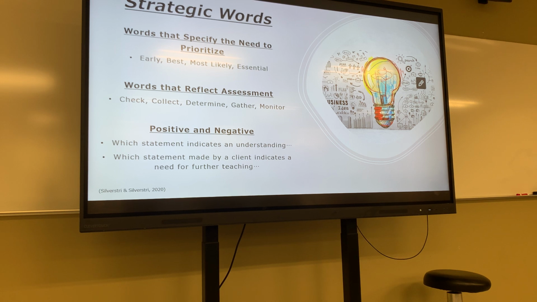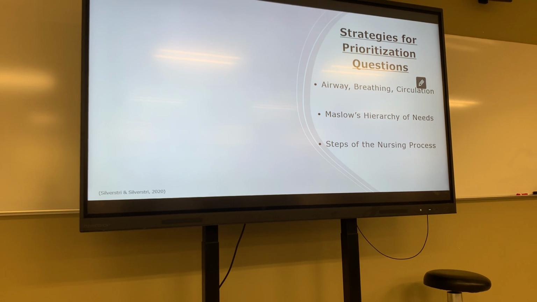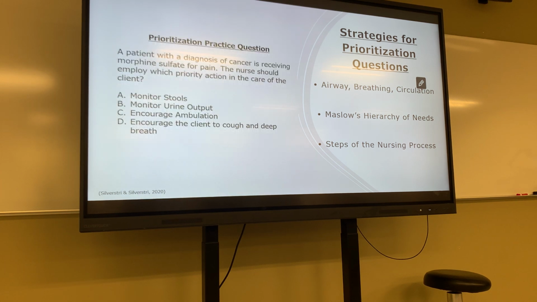So for priority questions, you know this, airway, breathing, circulation. If all of the patient's needs are met, airway, breathing, circulation first, then you go to Maslow's hierarchy of needs, and I have a picture to show you. If their basic needs are met, which includes airway, breathing, circulation, then you go through the nursing process. So here's an example question. A patient with a diagnosis of cancer is receiving morphine sulfate for pain.